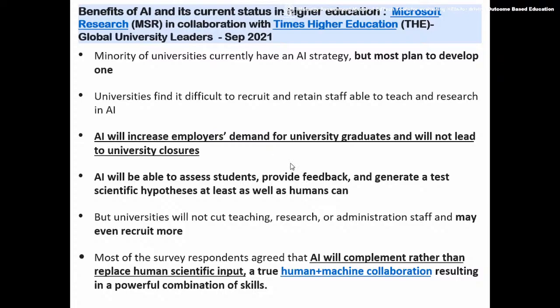AI will increase employers' demand for university graduates and will not lead to university closures. AI will be able to assess students, provide feedback, and generate and test scientific hypotheses at least as well as humans can. But the universities will not cut teaching, research, or administration staff and may even recruit more. Most of the survey respondents agreed that AI will complement rather than replace human scientific input, a true human-machine collaboration resulting in a powerful combination of skills. So you can put your skepticism at rest, thinking that you might not require humans if AI comes over.